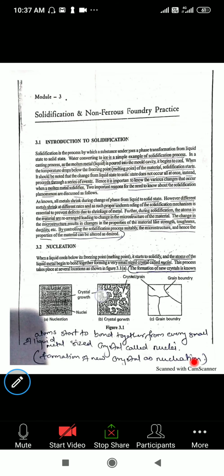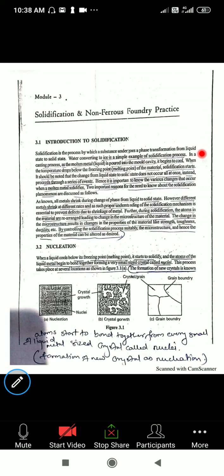The crystal has been grown left, right and in an upward direction. So it is known as dendritic growth. It is going in a zigzag manner. You can see over here it is growing in a zigzag manner, just like a tree shape. So this is called dendritic growth of a crystal.